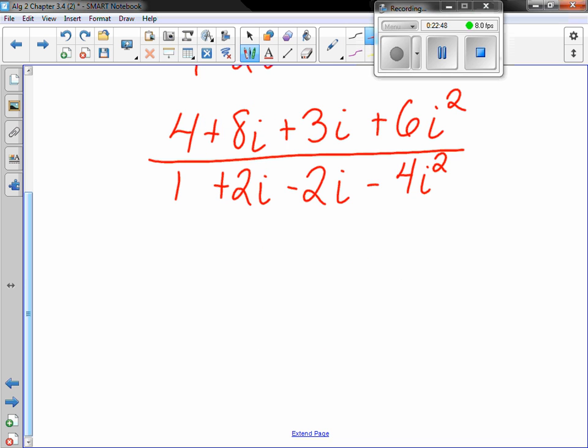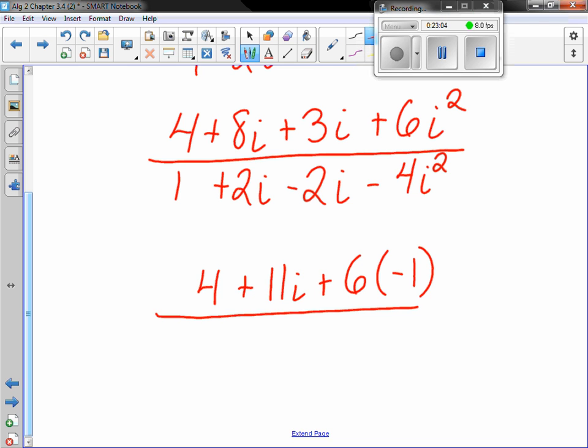So, on top we can combine some like terms. Well, 4 isn't going to combine with anything yet. 8i plus 3i is going to be plus 11i. i squared is negative 1. So we still have some i terms in the numerator, and that's fine. It's perfectly fine.